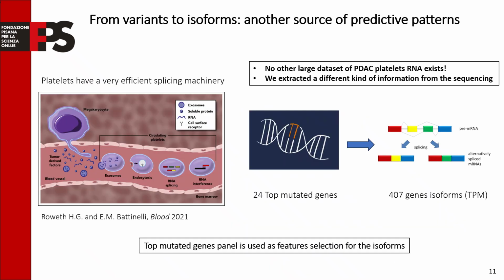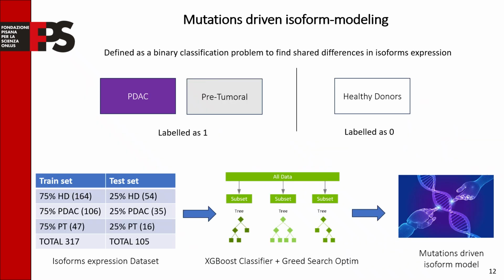Finally, because platelets have an efficient splicing machinery, we thought that more information could be found in the isoforms. So, exploiting the potential biomarkers that we identified with mutational analysis, we extracted the isoforms from them. And with the isoforms, we built a machine learning model using the XGBoost classifier. The model basically discriminated between the PDAC and pretumoral population against the healthy donors in an early diagnosis fashion.